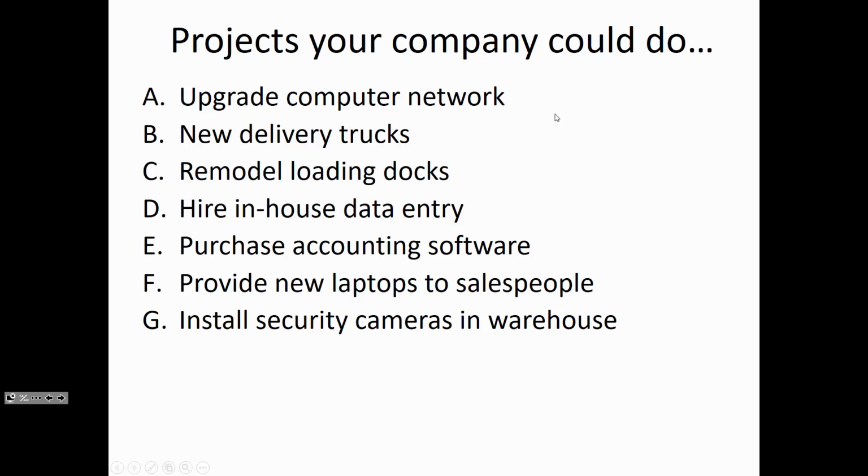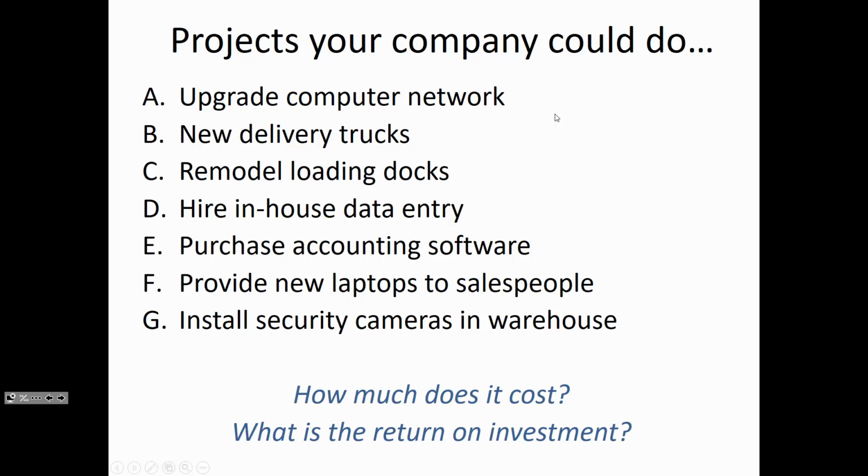When you have a list like this, you need to sort it and start asking how much would each of these things cost, and what kind of a return on that investment are you likely to see? So let's say that it's easy to estimate those things. Cost, you can get someone in the purchasing department to get quotations from vendors, or someone in human resources to tell you what the new employee costs are going to be.